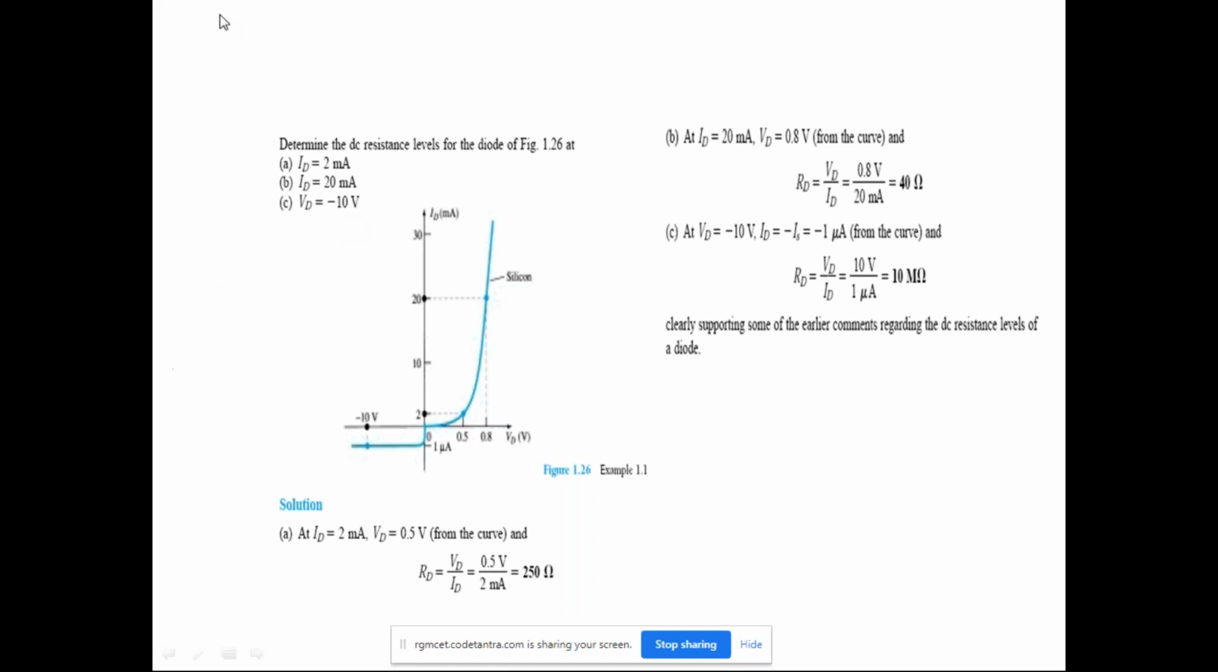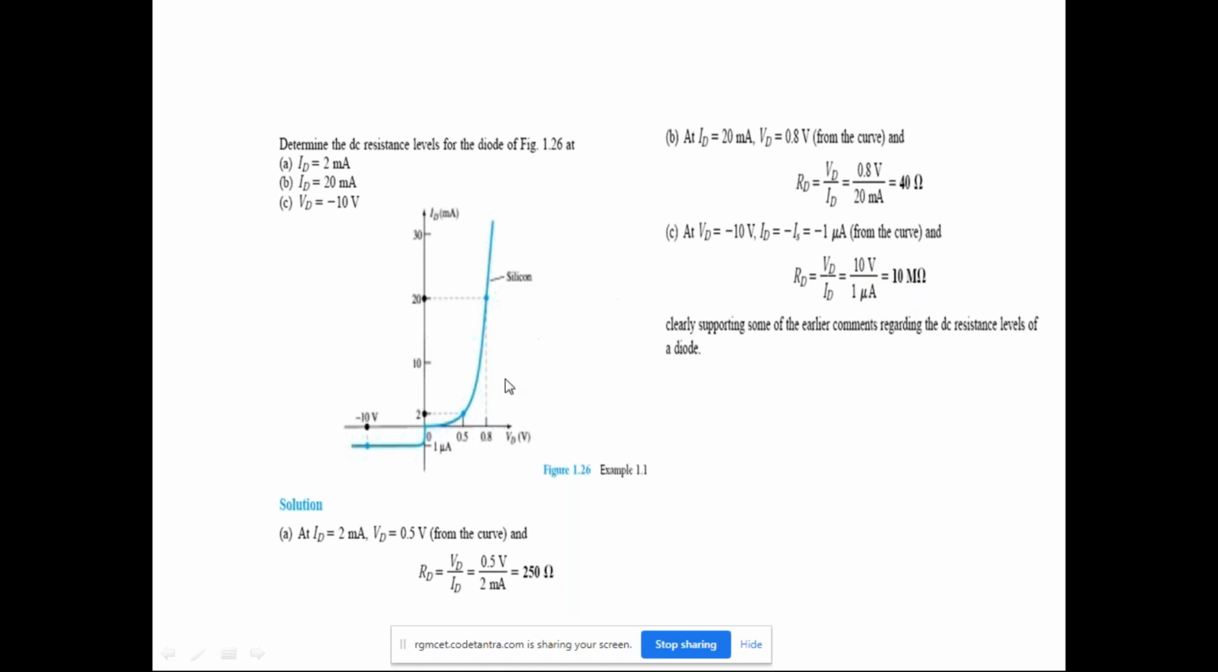Here, in the first two cases a current operating point is given. In the third case, a voltage is given as the operating point, minus 10 volt. Simply draw one vertical line that touches the VI curve of your PN diode. What is the current at this point? 1 microampere. RD, VD is equal to 10 volts, the current is 1 microampere. So how much here? 10 mega ohms.